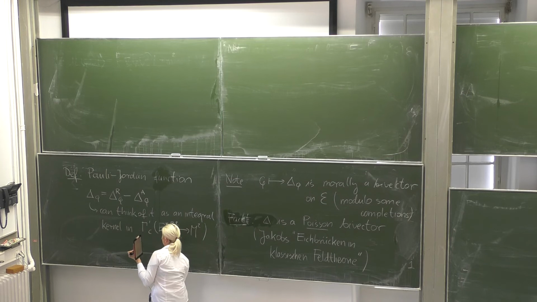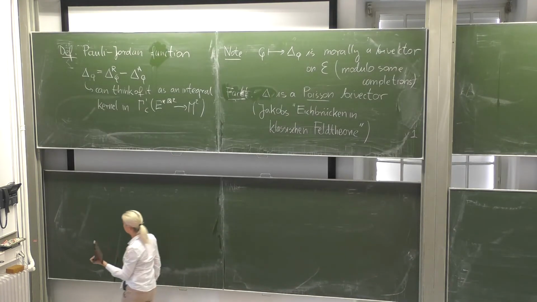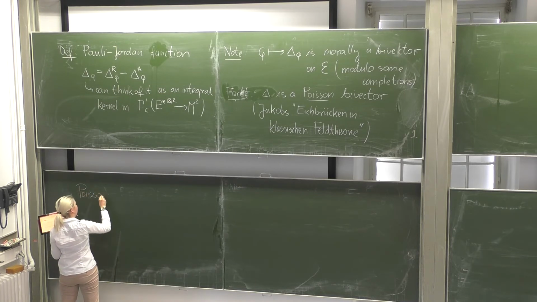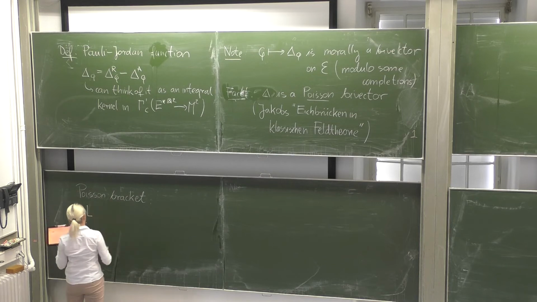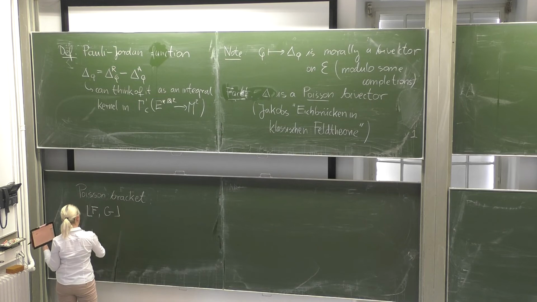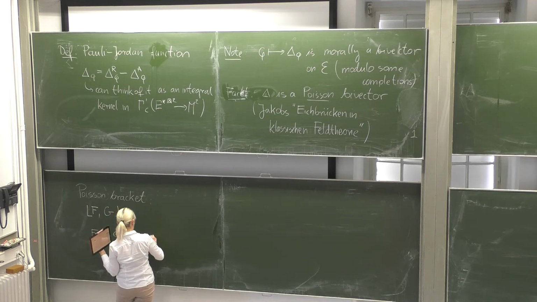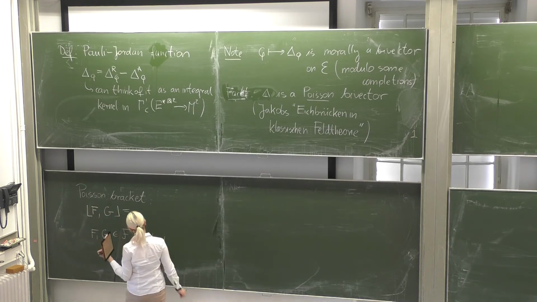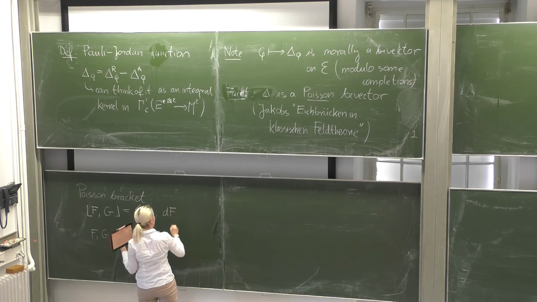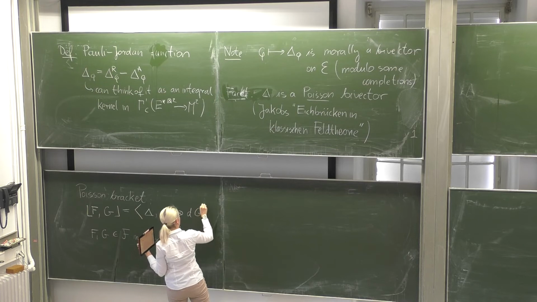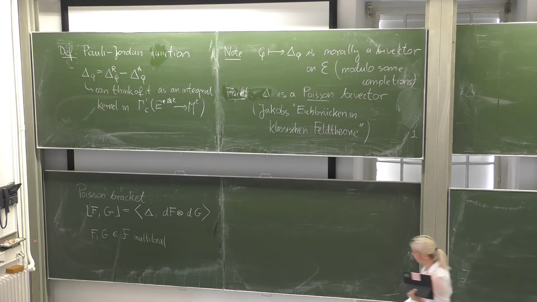And I can now define the bracket finally. Sorry, classical theory always takes time. Poisson bracket. So for two functionals f and g, let's assume them to be multilocal, I define the bracket by taking this delta and then contracting it with the df tensor dg. Okay, so this looks pretty harmless, but I have to think about whether it's well defined or not. I hope it's well defined, so let's see.